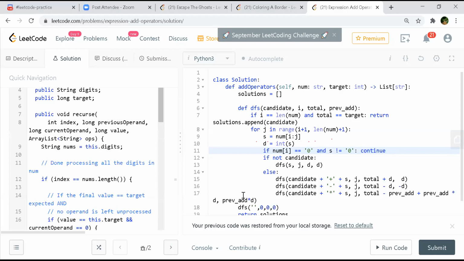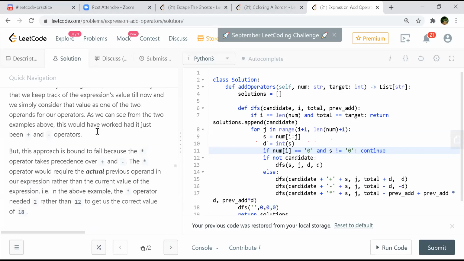Yeah, we can move to next. Can you share this code if that's okay? Yeah, sure. I'll share on Discord.